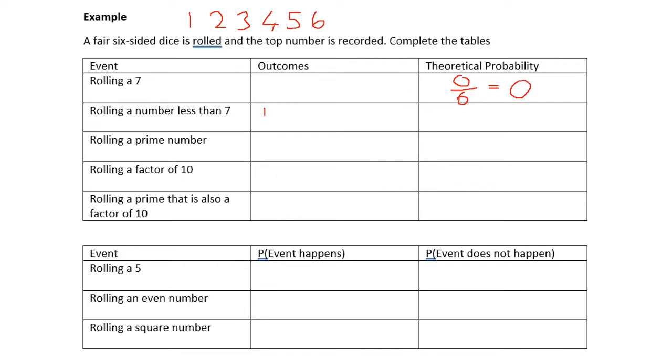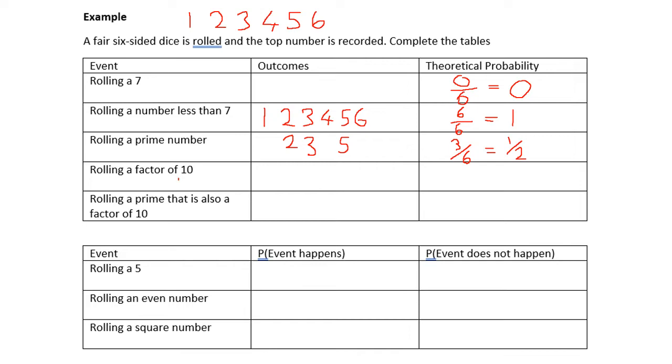Rolling a number less than 7, well, that's every single number. All of these outcomes, 1, 2, 3, 4, 5, and 6, are less than 7. So the theoretical probability of that is 6 out of 6, or just 1. That would simplify to impossible event, certain event. Then we get a little bit more grainy. Rolling a prime number. There are 3 prime numbers on a dice. Those are numbers you can't divide down, not including 1. So our theoretical probability of a prime is 3 out of 6. We could simplify that to a half, but you do not need to simplify probabilities unless the question asks you to.